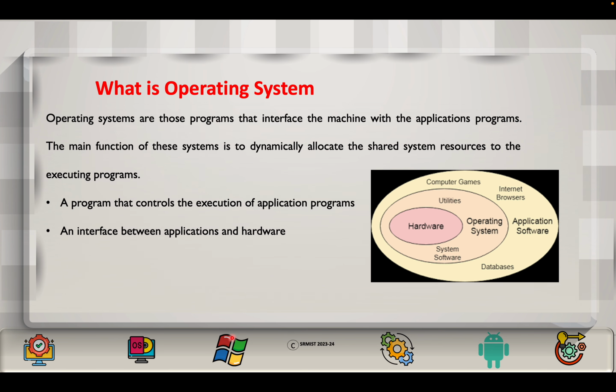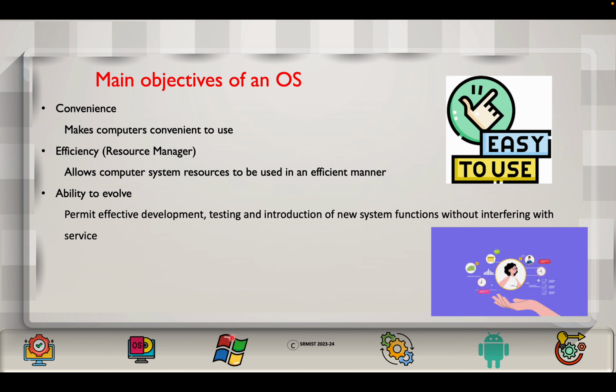It's an interface between application and hardware. The main objective of operating systems is convenience. It's very easy to use for the user. The second objective is efficiency, that is, resource manager, allocating the resources to the system.